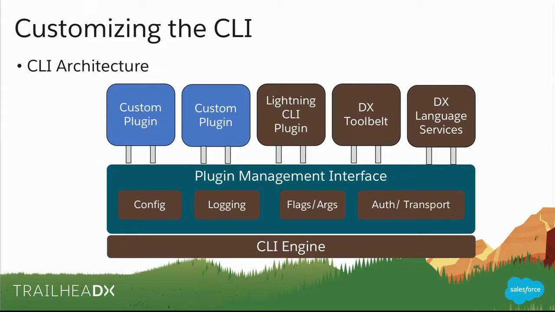Okay, so before I start talking about customizing the CLI, I want to explain a little bit about the architecture of the CLI. And basically, the CLI is founded on what we call the CLI engine. And so this CLI engine really does very little except for parsing what's entered in the command line and then taking and handing that off to a plugin. In addition to the command that's entered on the command line, there's some other things that are passed to the plugins, and that's in the plugin management interface.